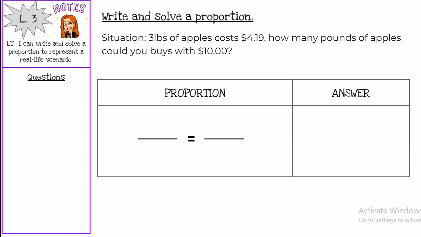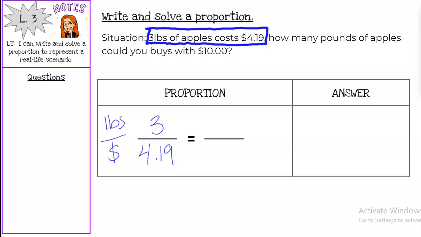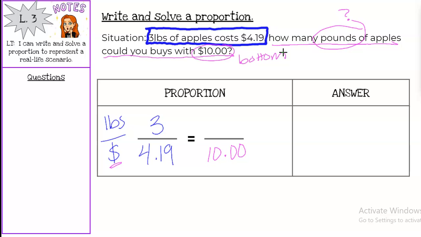All right, our last situation is 3 pounds of apples cost $4.19. How many pounds of apples could you buy with $10? So again, we want to split up our proportion into the 2 chunks. The first chunk is 3 pounds of apples cost $4.19. So we can write that first ratio as 3 over 4.19. We've got pounds over money. And then our second part says, how many pounds of apples could you buy with $10? So this time I know the money, and that goes on the bottom of my fraction. So I'm going to put $10 on the bottom, but I don't know the pounds. The pounds are the question, how many pounds? So that's where we put our variable. So I'll use X again.